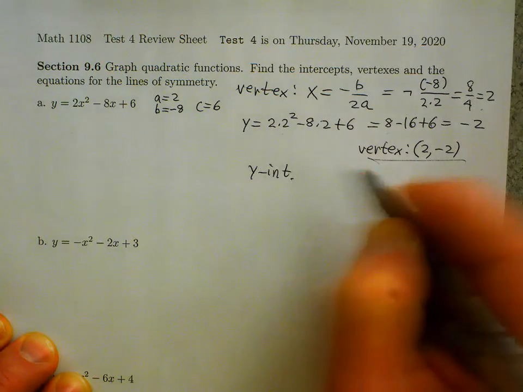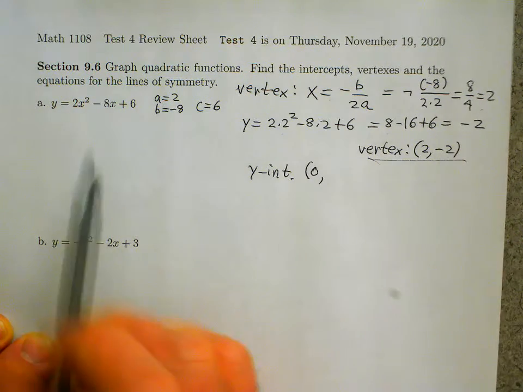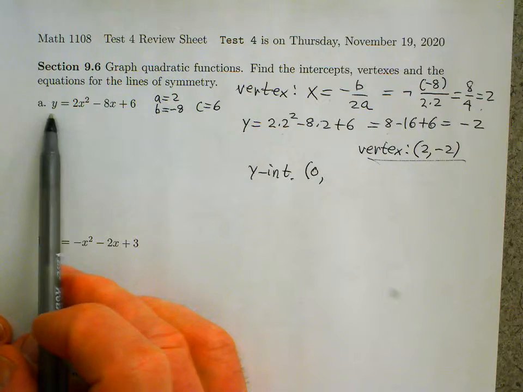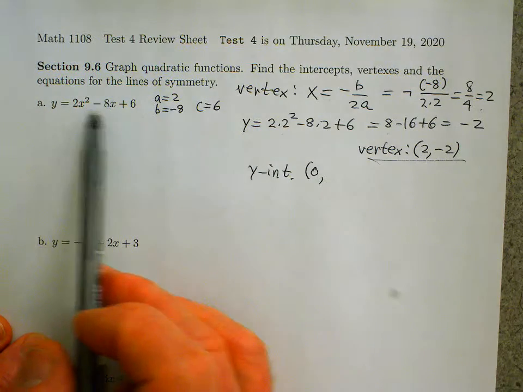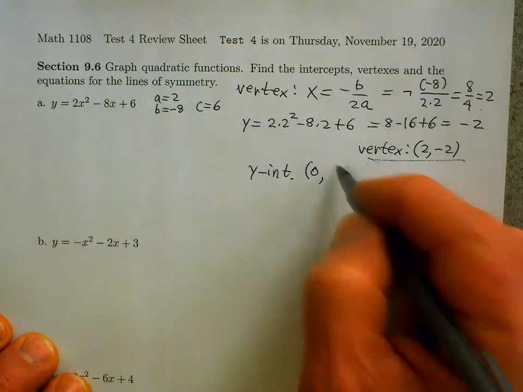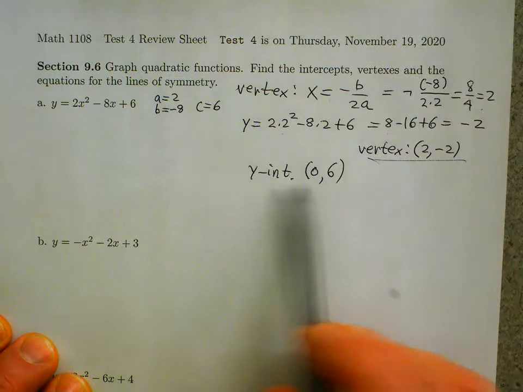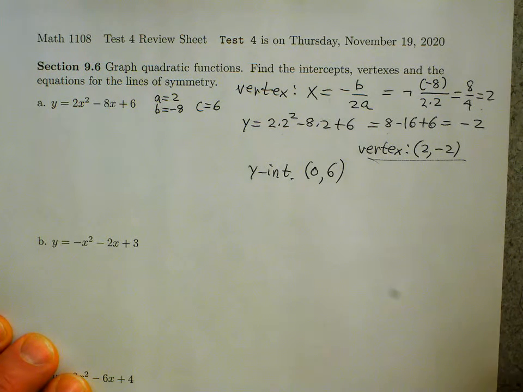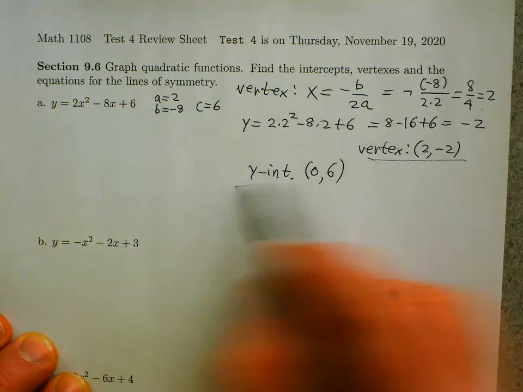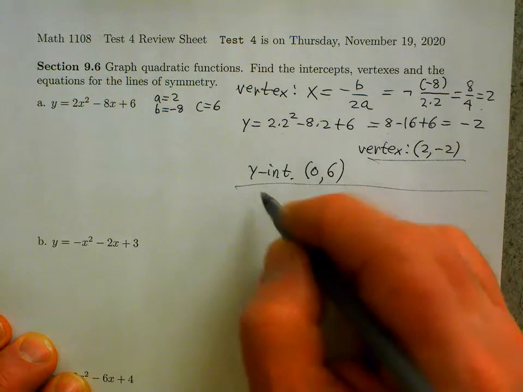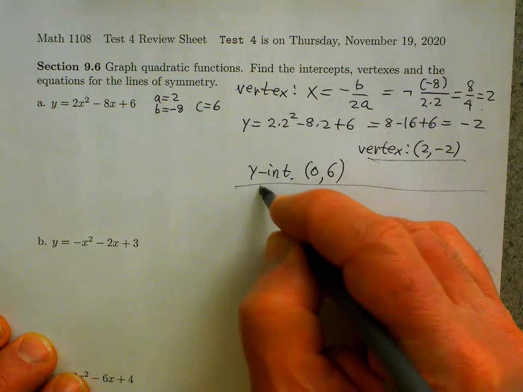Every y-intercept has an x-coordinate of 0. That's probably the easiest thing to find. When x is 0, the y-coordinate is 6. So the y-intercept is (0, 6). To find the x-intercepts, replace y with 0 and solve for x.